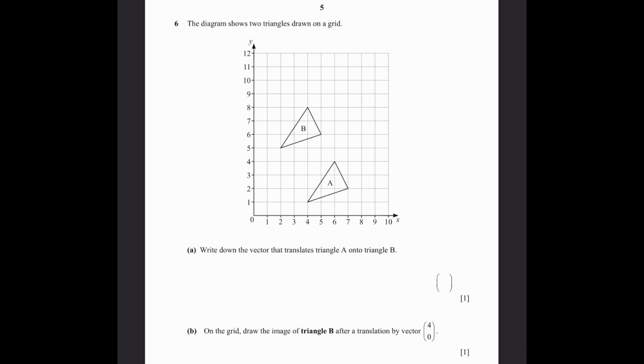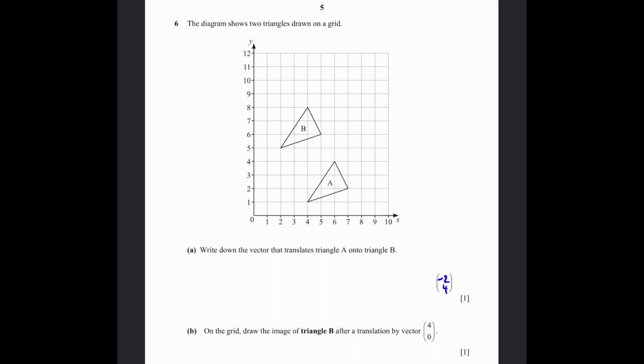Write the vector which translates triangle A onto triangle B. So let's just take two of the corresponding points. Which vector translates this point to this point? You go up 4 and left 2. This left is a minus 2 in the x value. The up is a positive 4 in y value. So it's minus 2, 4.